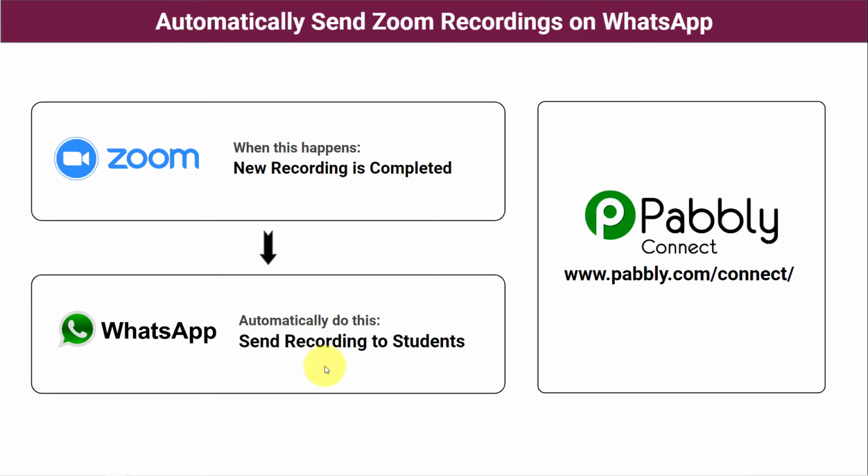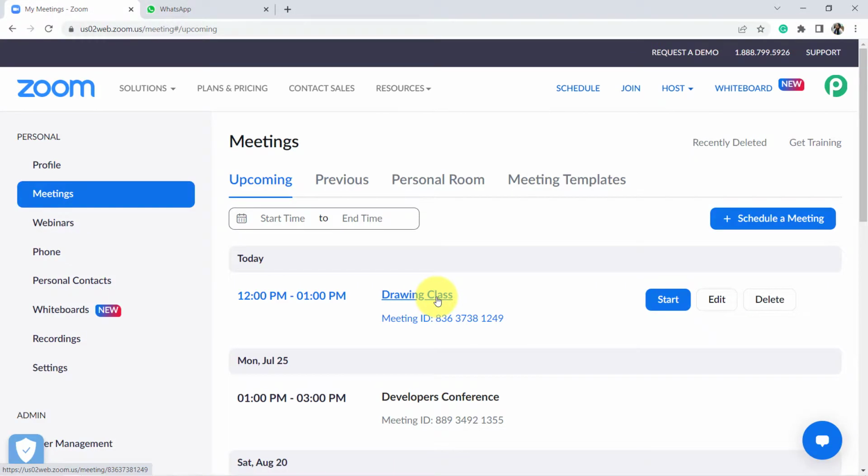Well, I have a better way for you. What if I tell you that whenever a new recording is completed in your Zoom account, that recording will be sent to all the students automatically and you do not have to do anything manually. Yes, this is possible. You just have to build a connection between Zoom and WhatsApp with the help of an automation software, Pabbly Connect. So let me even show you this live example of how it will be done.